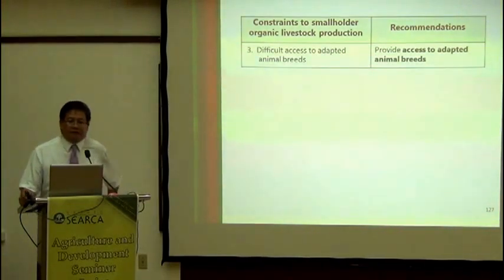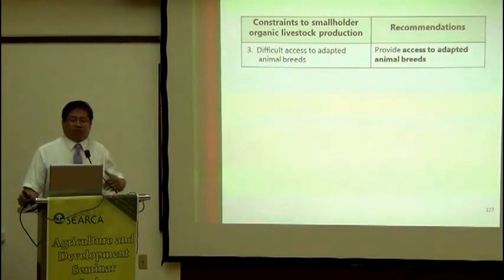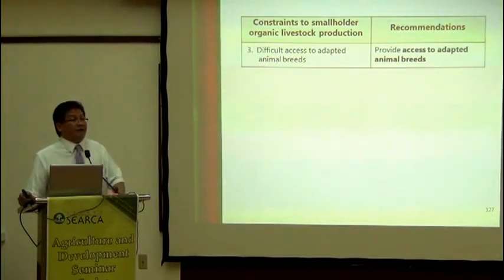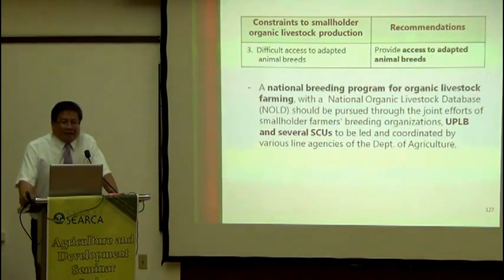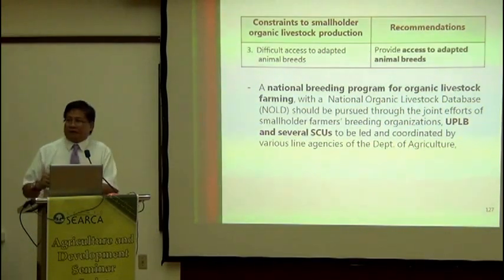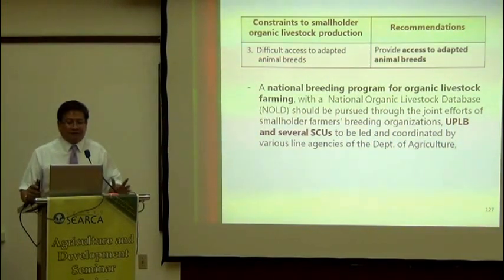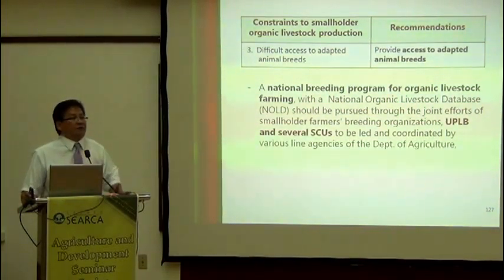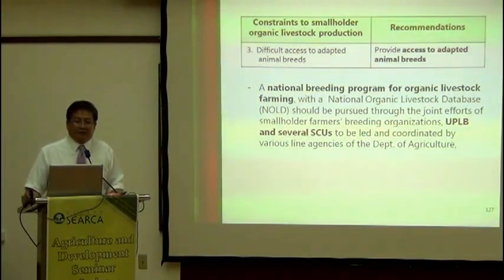Third problem, difficult access to adapted animal breeds. Recommendation, we provide access to adapted animal breeds. How do we do this? I propose that a national breeding program for organic livestock farming, anchored on a national organic livestock database, NOLD, like what they do in Europe, should be pursued mainly as a joint effort of smallholder farmers with the organization, UPLB, and of course our brothers and sisters from the other state colleges and universities, but this has to be led and coordinated with the various agencies of the Department of Agriculture.